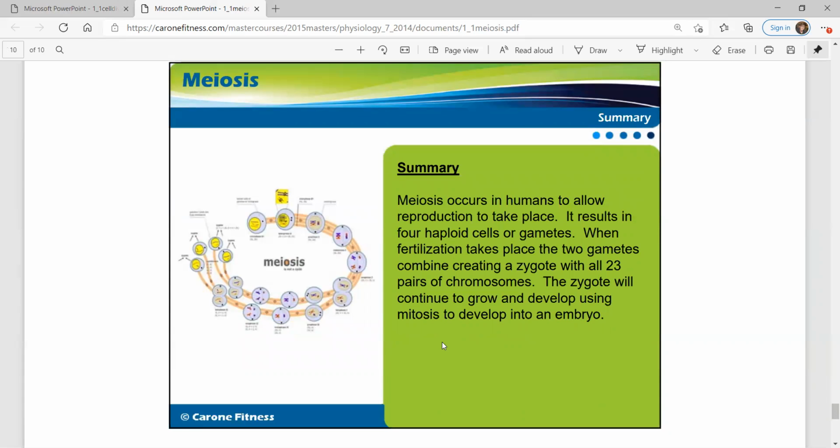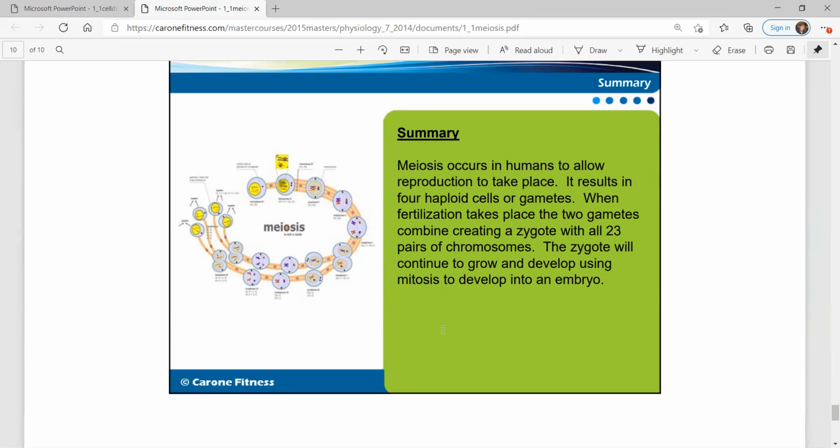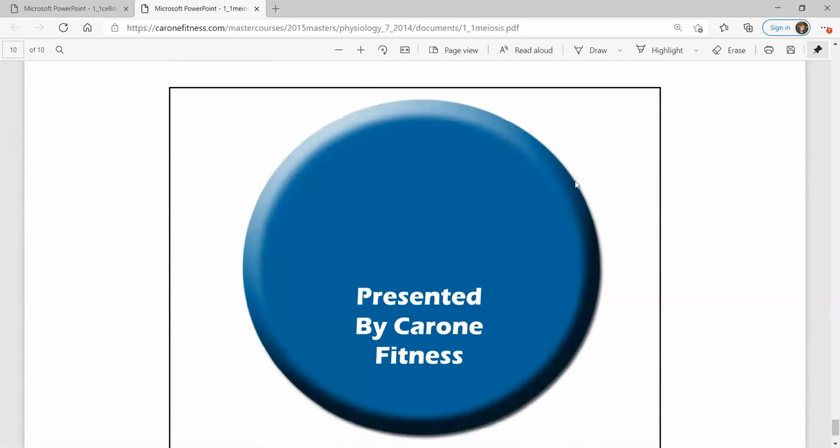Meiosis occurs in humans to allow reproduction to take place. It results in 4 haploid cells or gametes. When fertilization takes place, the two gametes combine, creating a zygote with all 23 pairs of chromosomes. The zygote will continue to grow and develop using mitosis to develop into an embryo. And that's cell division.